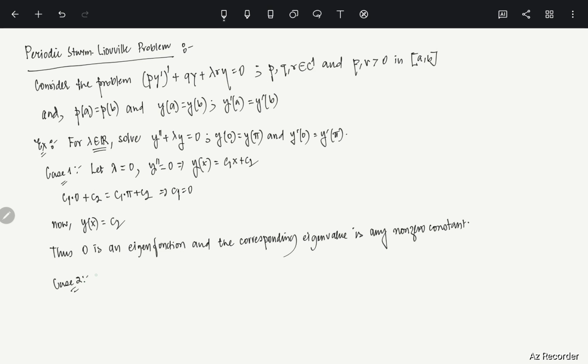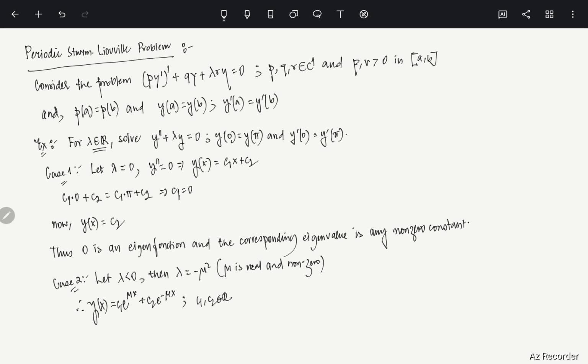Okay. Let's look at case 2. Case 2 is: let lambda be negative. So if lambda is negative, then we can write lambda equals minus mu square, and mu is real and non-zero. Is it okay? Now if that is the case, then what's the general solution? Therefore the general solution is given by y of x equals c1 times e to the power mu x plus c2 times e to the power minus mu x, and c1, c2 are in R.